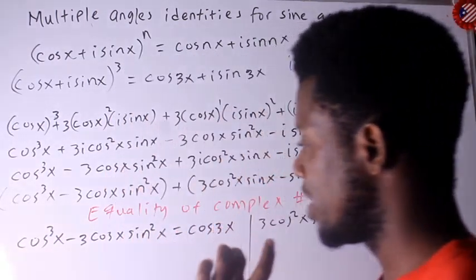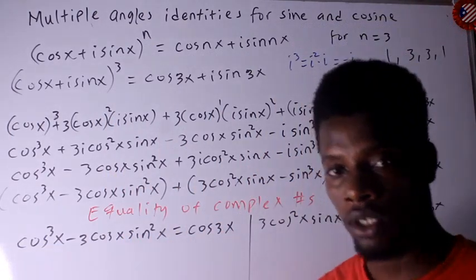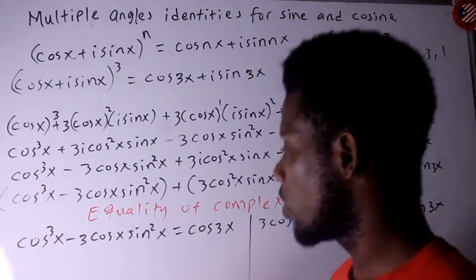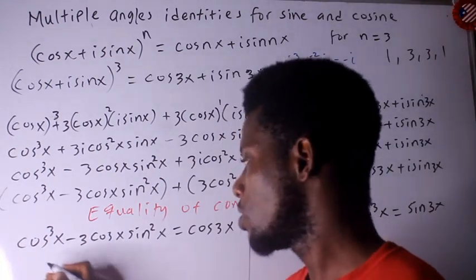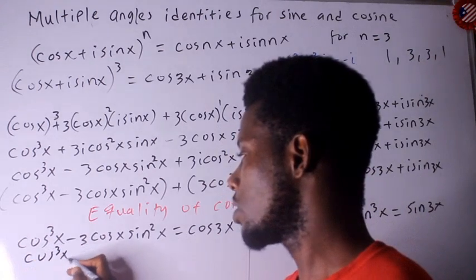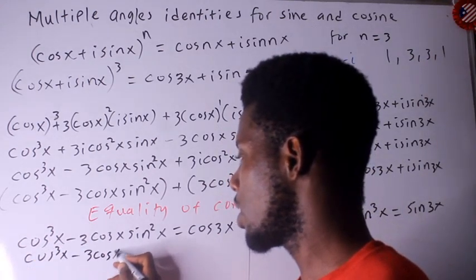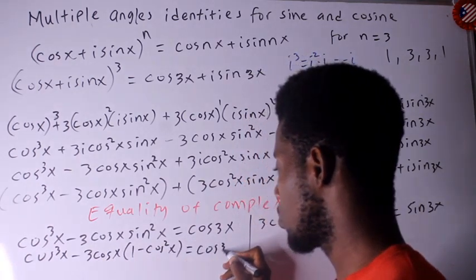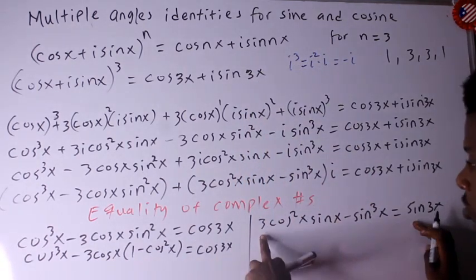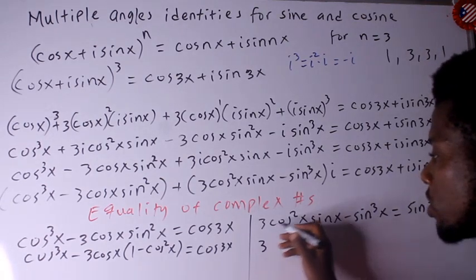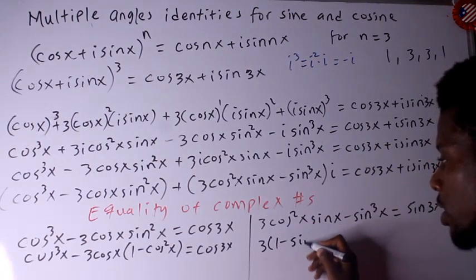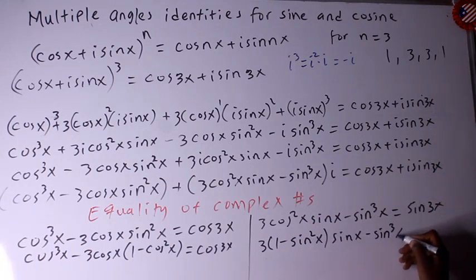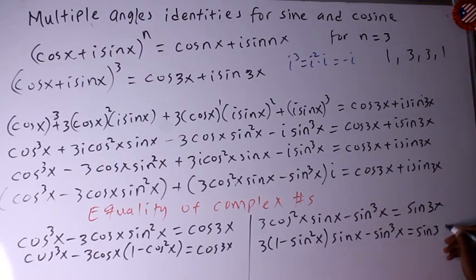We want the identity for cos 3x to be only in terms of cos, and we want the identity for sine 3x to be only in terms of sine. We know sine square x is 1 minus cos square x. So we have cos cube x minus 3 cos x times (1 minus cos square x), and everything is equal to cos 3x. Because we want the entire expression to be in terms of sine, we replace cos square x with 1 minus sine square x, multiplied by sine x, minus sine cube x, is equal to sine 3x.